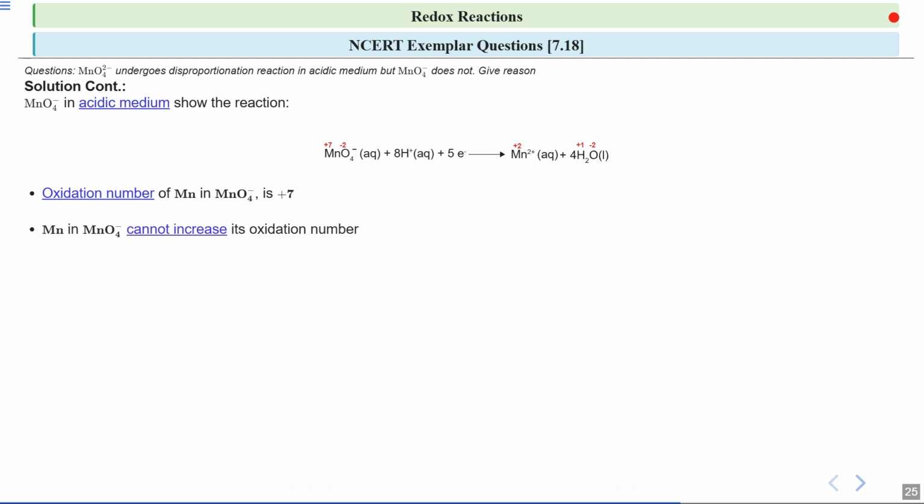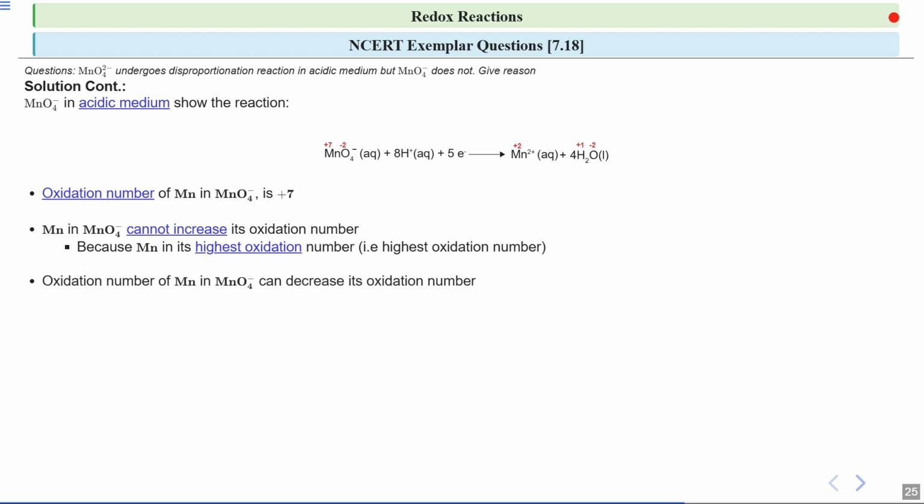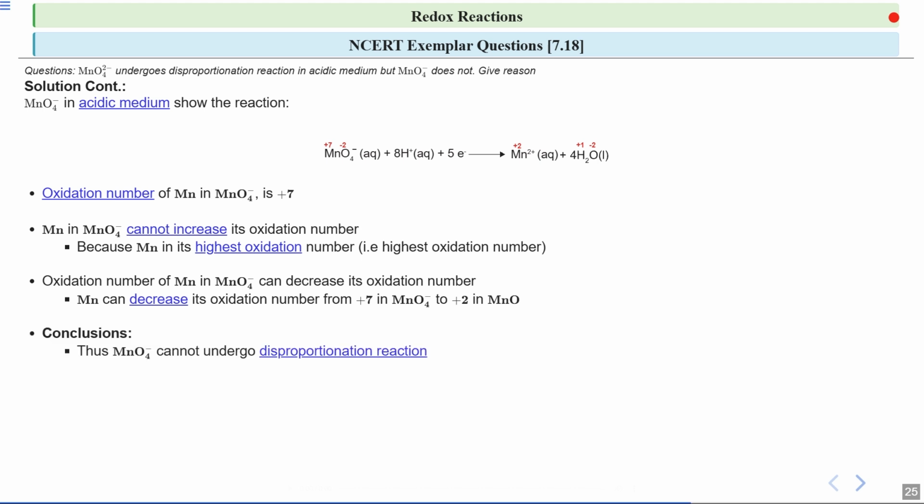This oxidation state cannot increase further. It is the maximum oxidation state that can be shown by manganese. Hence, manganese cannot undergo oxidation because it is in the highest oxidation state. But it can show a decrease in its oxidation state by moving on to Mn2+. Therefore, it can undergo reduction. Finally, we can conclude that MnO4- cannot undergo disproportionation reaction because the oxidation state is not intermediate but the maximum one. It can be moved to a lower one, but it cannot be moved to a higher oxidation state.